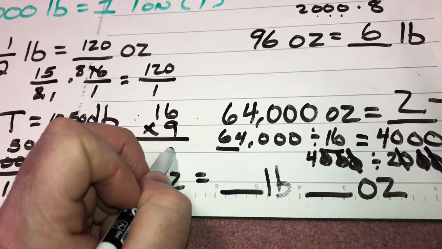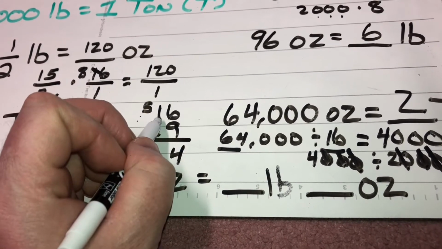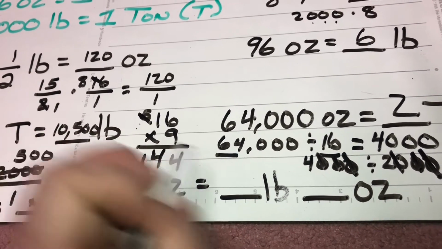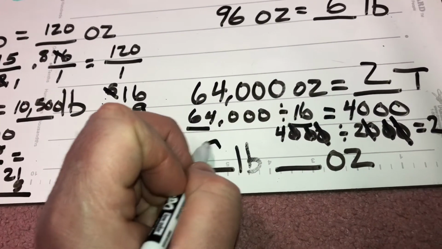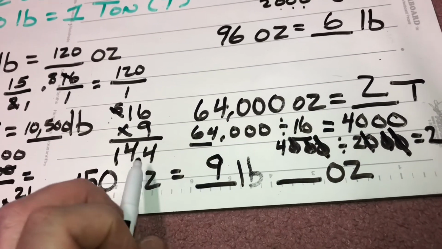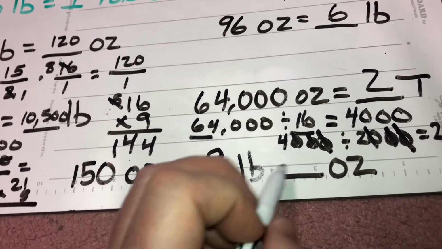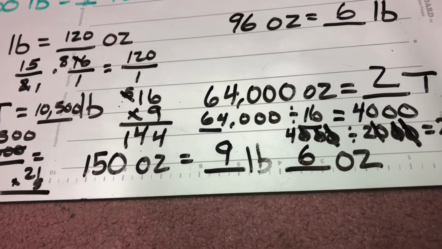9 times 6 is 54. Put the 4 down, carry the 5. 9 times 1 is 9, plus the 5 is 14. Well, I like that because that gives me 144 ounces. So it gives me 9 full pounds. And I know if I have 144 ounces, 6 more will get me up to 150. So that's 9 pounds, 6 ounces.